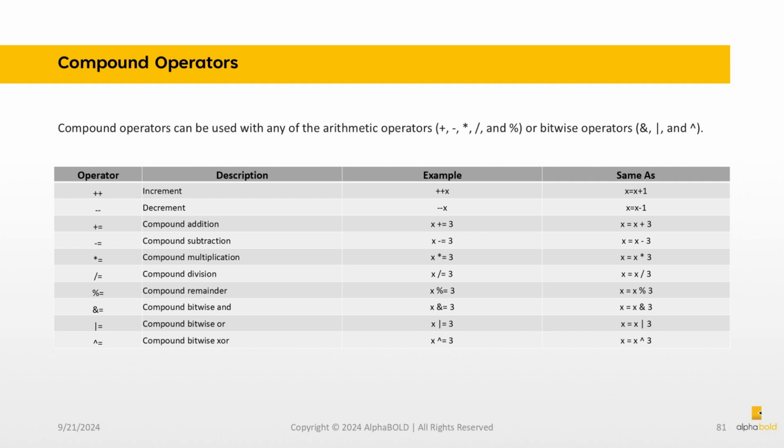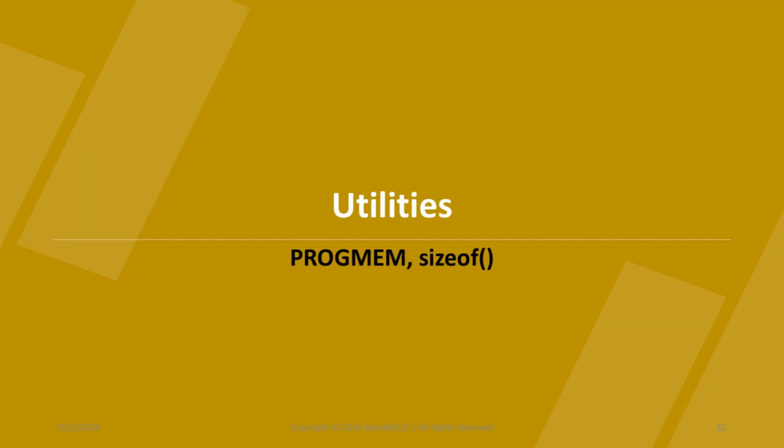Bitwise operators like &=, |=, and ^= perform bitwise and, or, and XOR operations, respectively, on the value of x and assign the result back to x. These operators are a convenient way to write code more concisely and efficiently. Utilities.